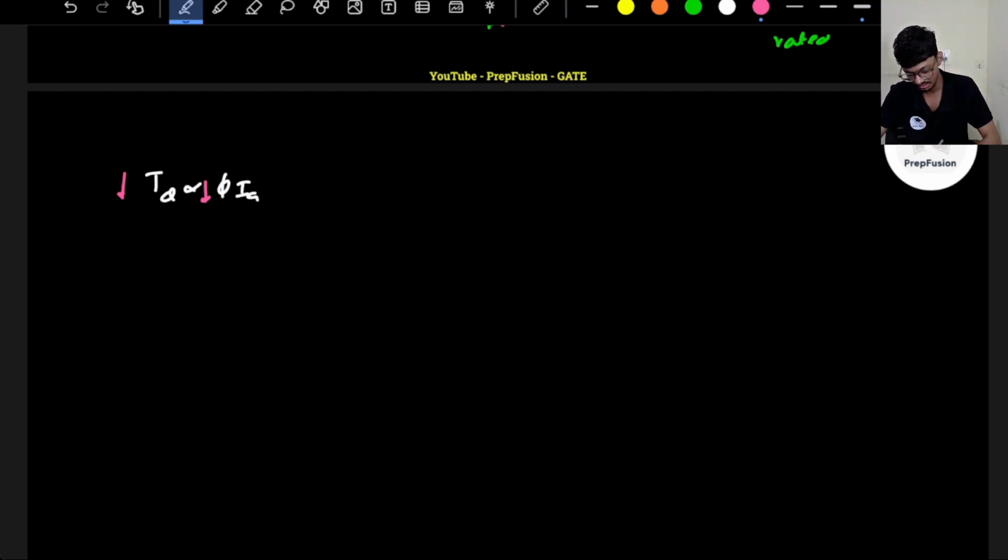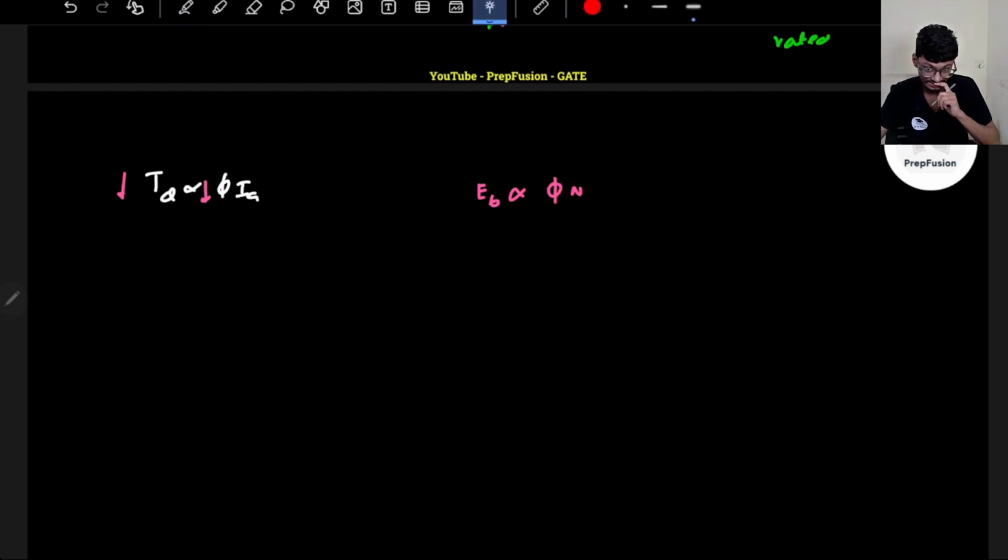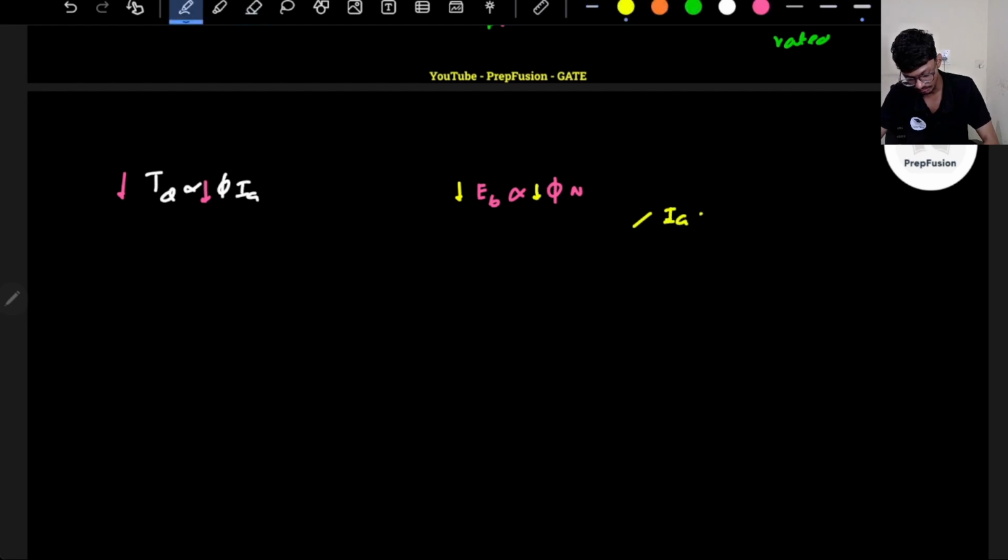How is it possible? Basically, one more formula there is the developed EMF, right? Developed EMF is proportional to phi ZNP or phi N, right? So for a second, if I assume speed remains constant, then what happens? The flux is reducing. So if flux is reducing, the EB is reducing. So what will be the IA value? IA was, if you remember, (Vt minus EB) by RA. So if EB reduces, the overall IA will increase. So this will increase further. So basically in these cases, what will happen? The increment.